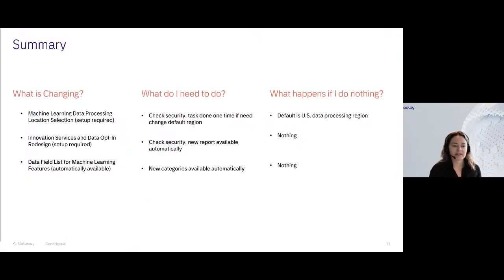So, summary: what is changing? The location selection is a required setup if you want to have anything other than the default. Then the new report with the new design is automatically there. But of course, if you don't see it, then check the security. And the new categories are listed automatically there also.